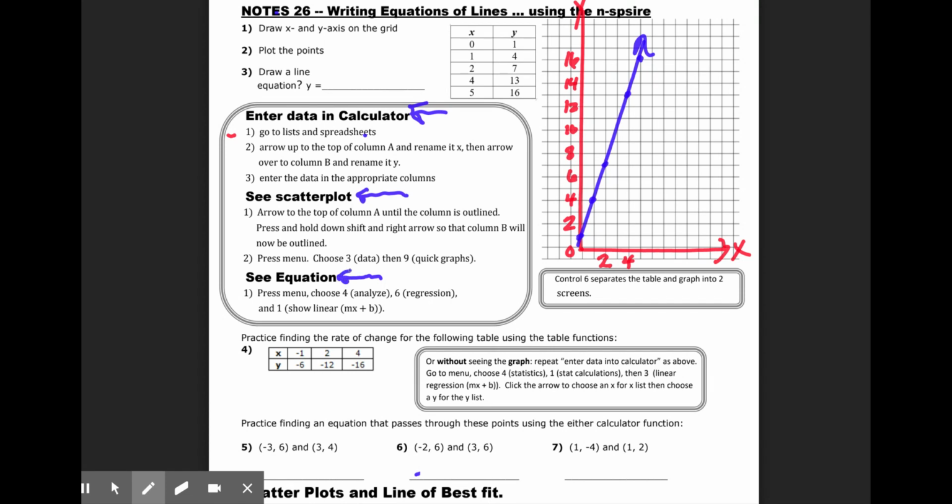If you want to see the equation, which we do, you're going to press Menu, then choose 4 to analyze, 6 for regression, and 1 show linear, which is mx plus b. So if you did that, then your equation would be y equals 3x plus 1. So I told you before that you could have figured this out even by hand because your slope is up 3 over 1, up 3 over 1, and it crosses the y-axis at 1.